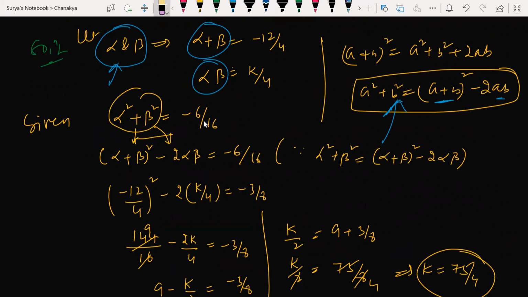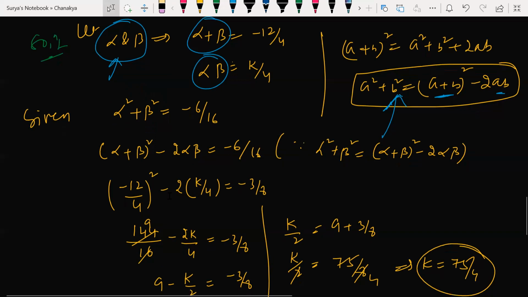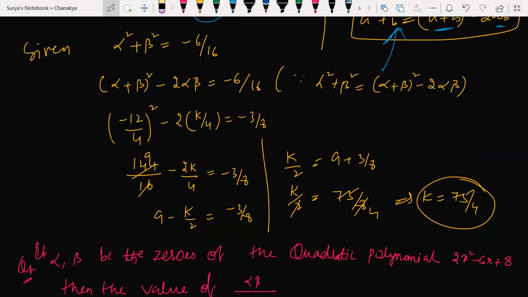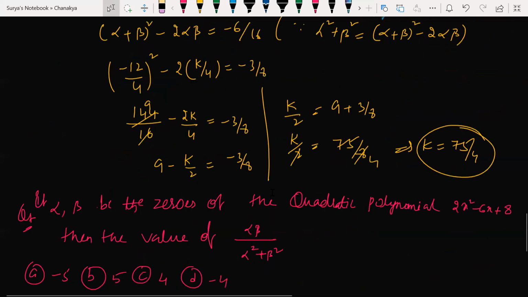Because of that he cut one mark. No. You check your paper once and ask. If your answer is correct and you still lost the mark, go and ask your teacher once again. No problem. But this is how alpha square plus beta square is equal to minus 6 by 16, and that can be written as alpha plus beta whole square minus 2 times alpha beta. That's how we can proceed and find out the k value happily.